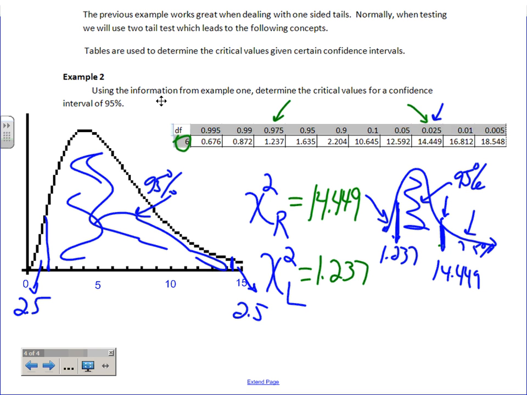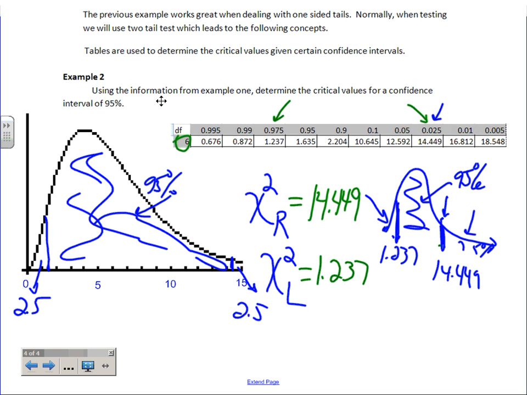What do you mean 0.9 and 0.1? This is saying 90% is to the right. This is saying only 10% is to the right. Okay, so 90% to the right would be somewhere over here. Okay, 10% to the right would be way over here. That's why there's such a huge jump from 2.204 to 10 point something.